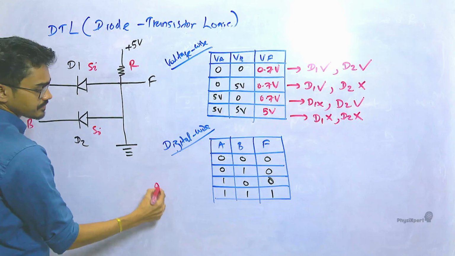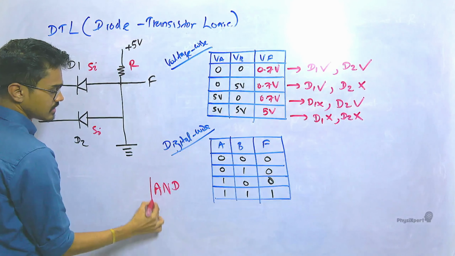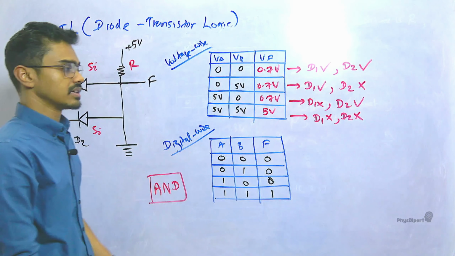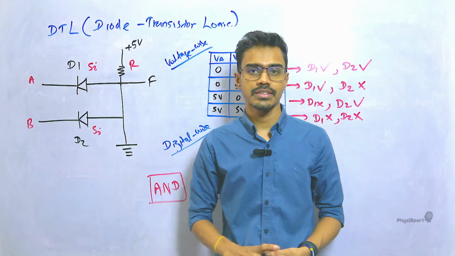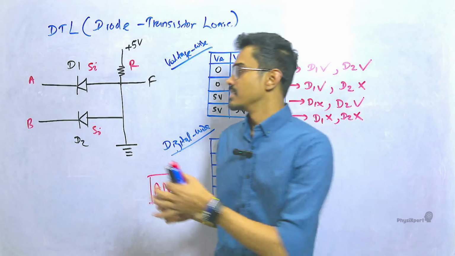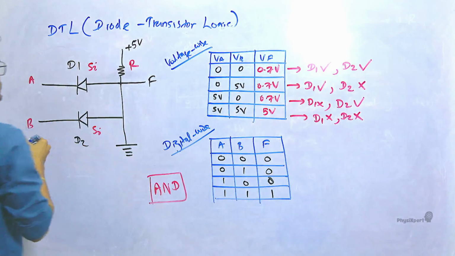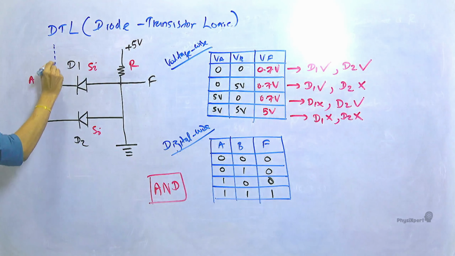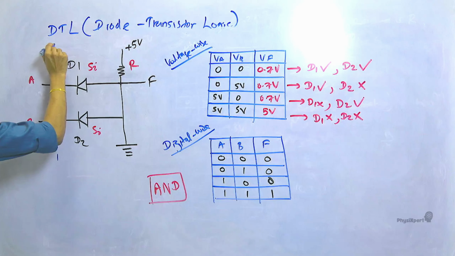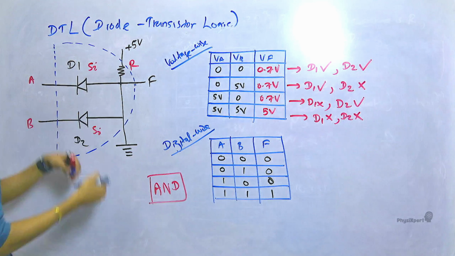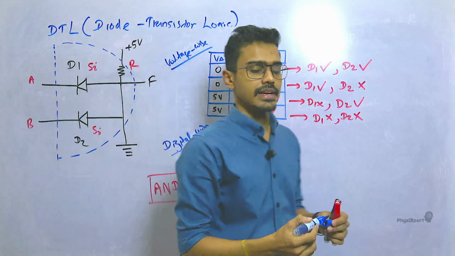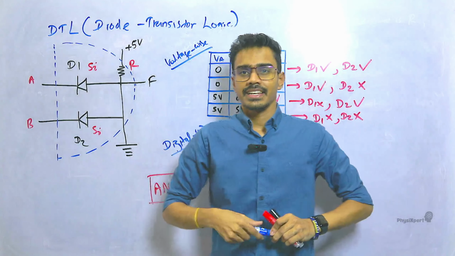This is the demonstration of an AND gate using diodes. Now, this is how we use the AND gate with 2 inputs. This is how you draw the AND gate. Output is here, inputs are here. Simply, this is the AND gate.